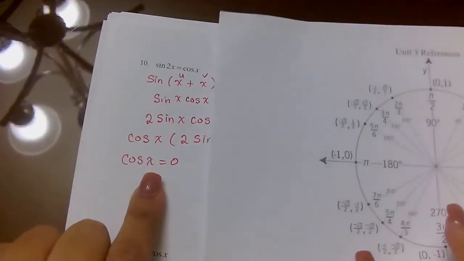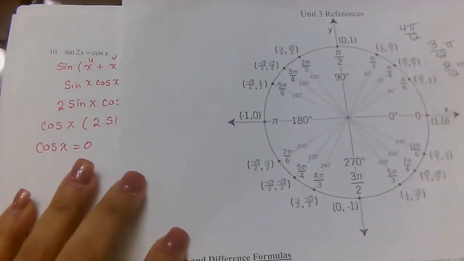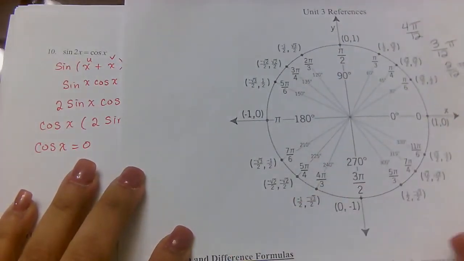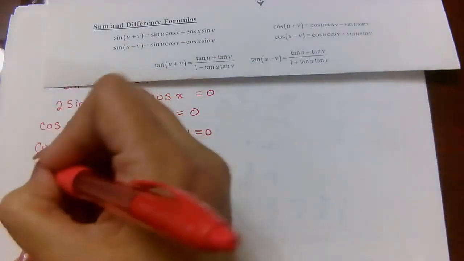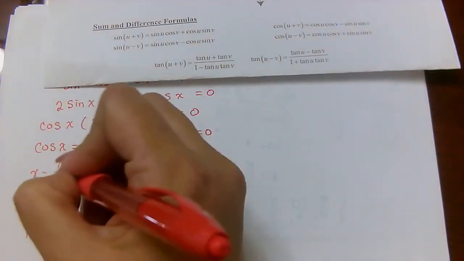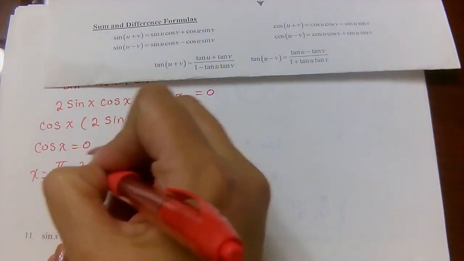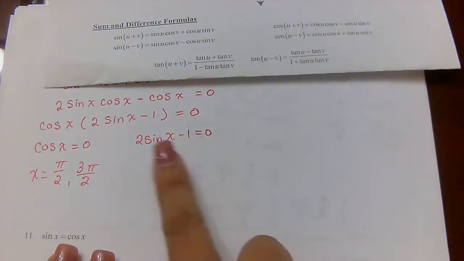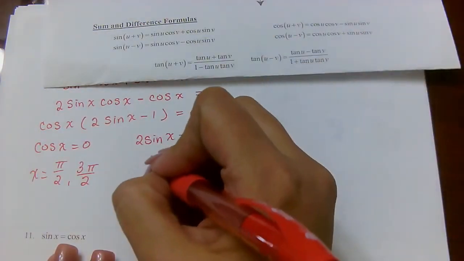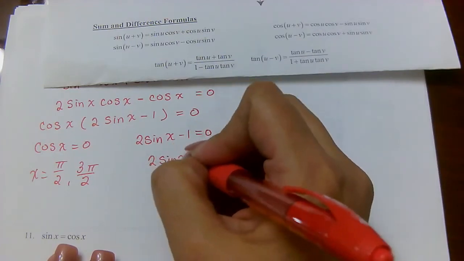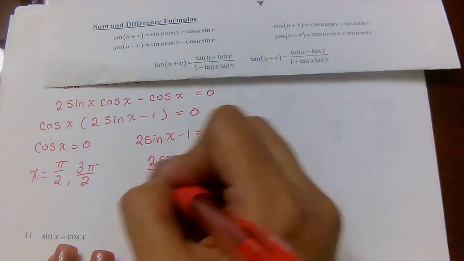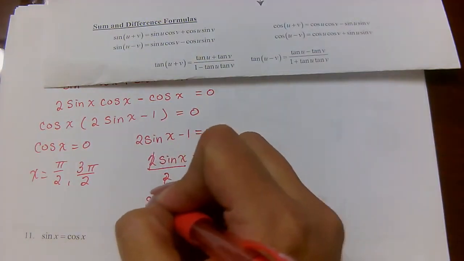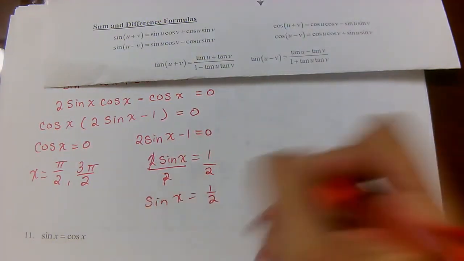Where is cosine equal to 0? It'll be pi over 2 and 3 pi over 2. So here x can be pi over 2 or 3 pi over 2. Okay. On this side, I'm going to go ahead and add 1 to both sides. So I get 2 sine of x is equal to 1, and then divide by 2. So sine of x is equal to 1/2.